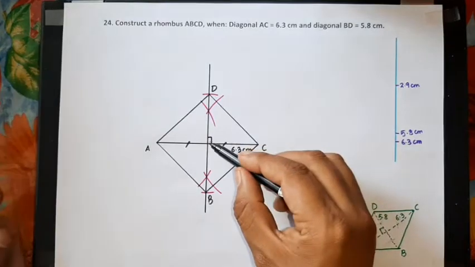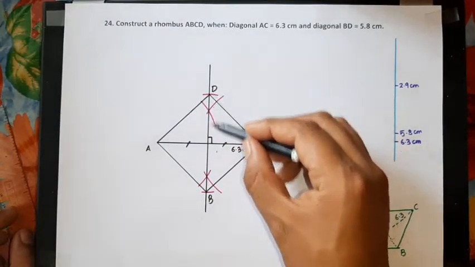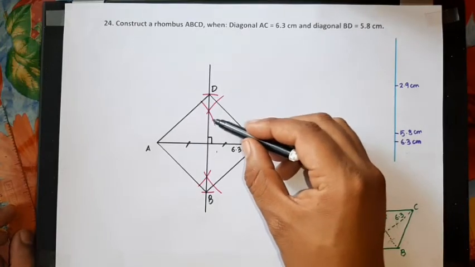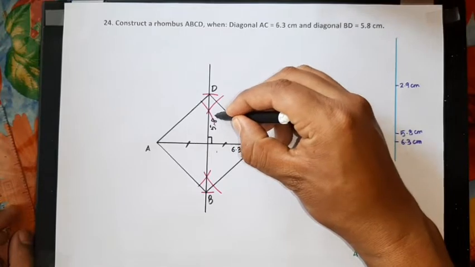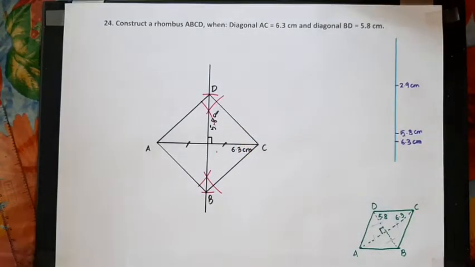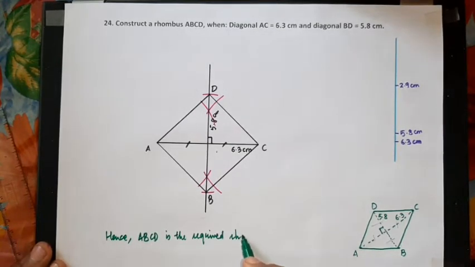As I said, from here to here is exactly 2.9, so that means BD is going to be 2.9 plus 2.9, which is 5.8. So let me write 5.8 centimeter here. So that's why we'll write, hence... pause the video to note down.